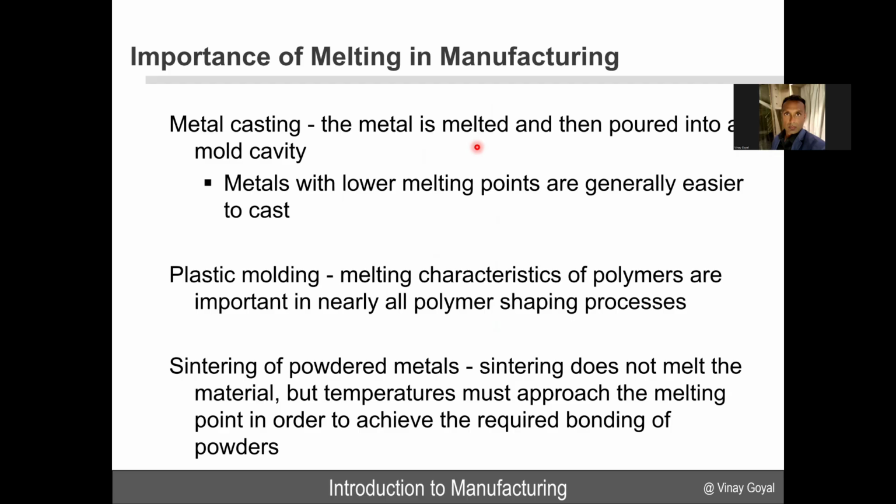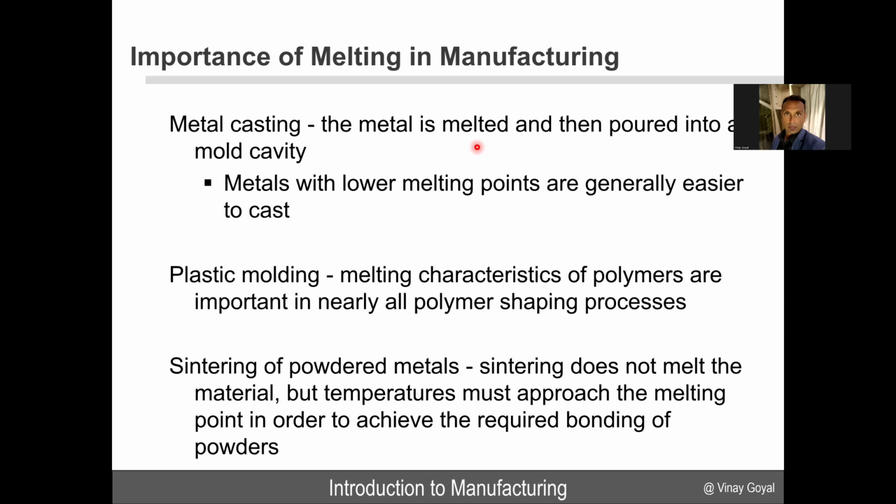The metals with lower melting points are generally easier to cast. And so understanding these phase diagrams becomes very important, particularly when you have alloys. Plastic molding, you're going to have melting characteristics of polymers. And that's important in nearly all polymer shaping processes, understanding those melting characteristics.